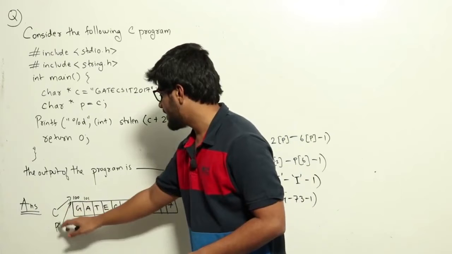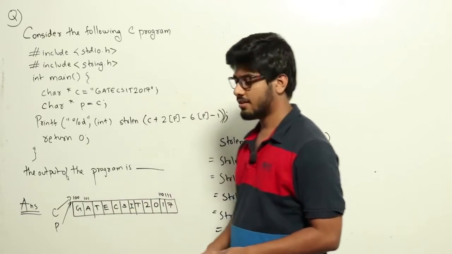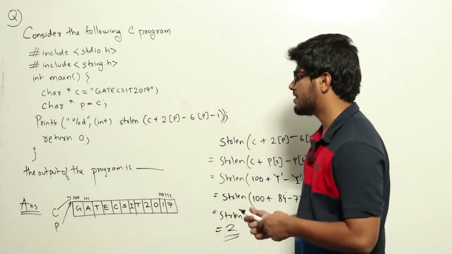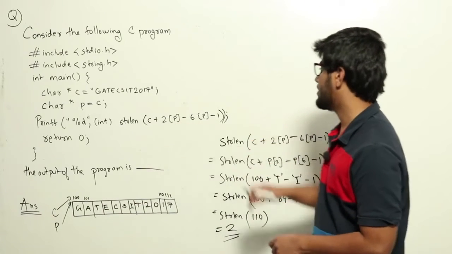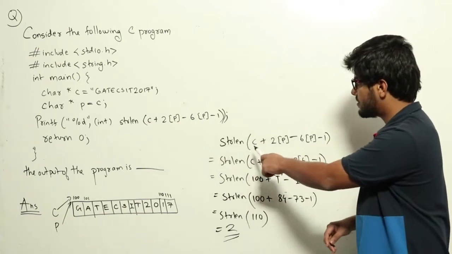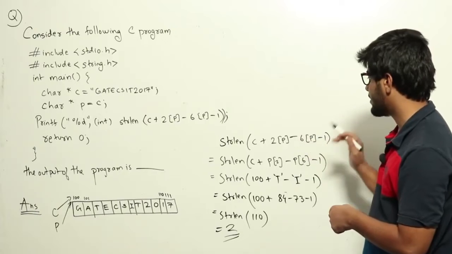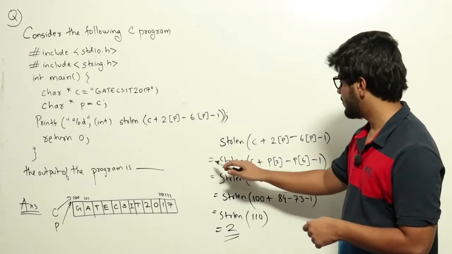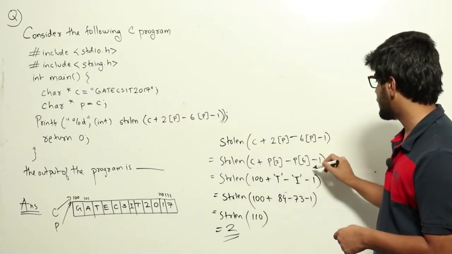So C and P are pointing to the starting of this string, which starts with G here, at address 100. Let's take a look at this statement and see what happened. strlen of C plus 2 of P minus 6 of P minus 1. Now we can rewrite that as strlen of C plus P of 2 minus P of 6 minus 1.